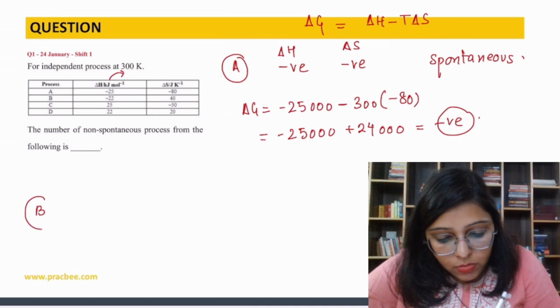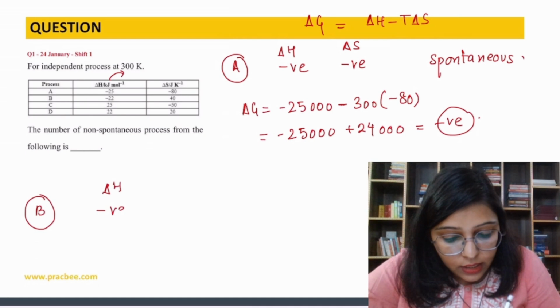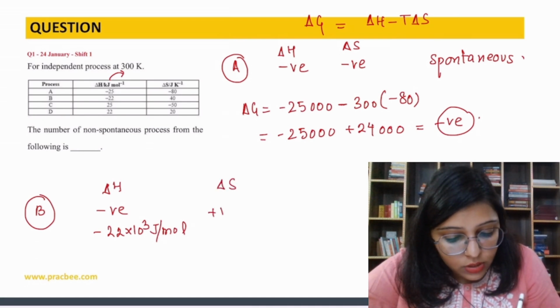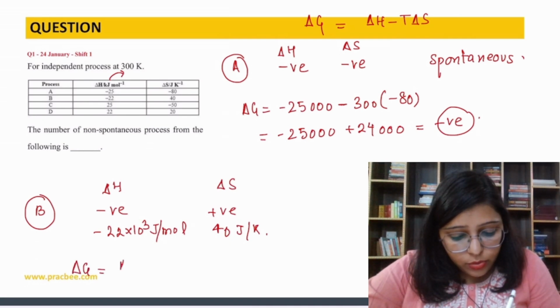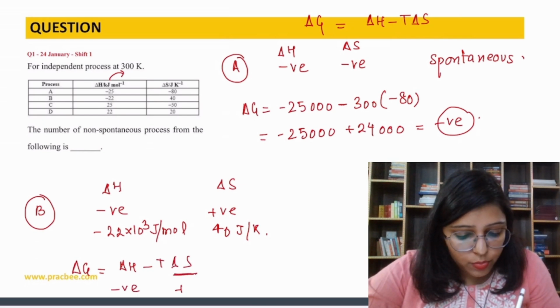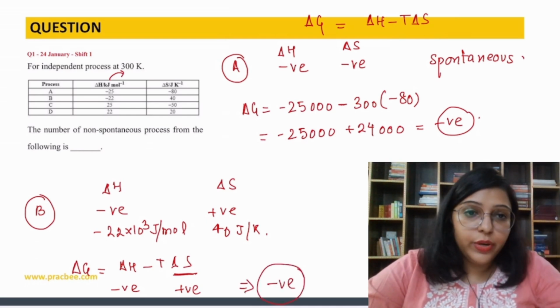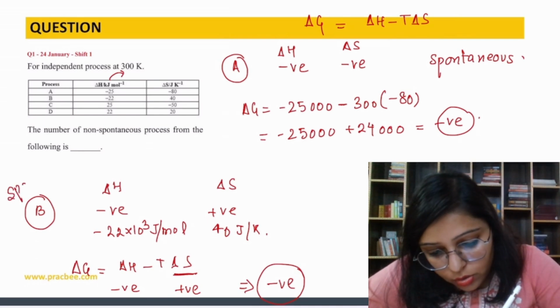Now check for option number B. So option number B, delta H is negative, which is minus 22 into 10 to the power 3 joule per mole, and delta S is positive, which is 40 joule per Kelvin. So delta G is equal to delta H minus T delta S. So this term is negative, delta S is positive. So overall the value is going to be negative. So there is no need to find out the value. So B is also spontaneous.